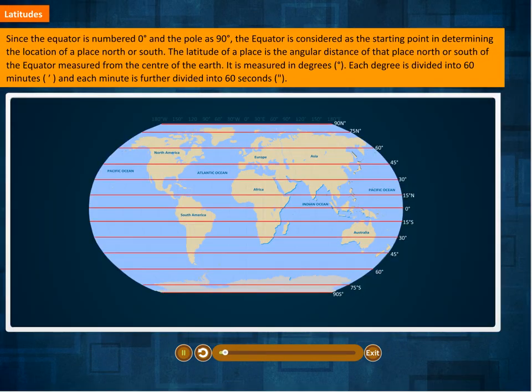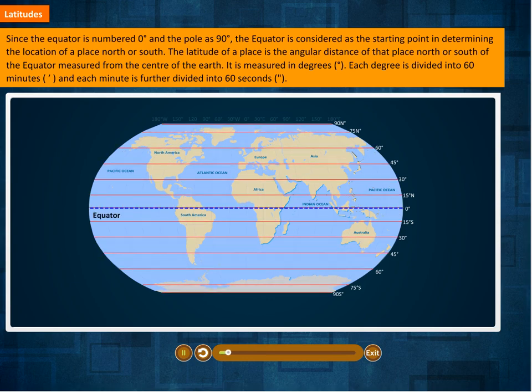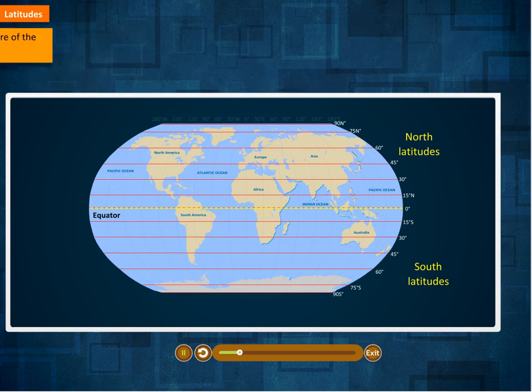Latitudes. Since the equator is numbered 0 degree and the pole as 90 degree, the equator is considered as the starting point in determining the location of a place, north or south. The latitude of a place is the angular distance of that place north or south of the equator measured from the center of the earth. It is measured in degrees. Each degree is divided into 60 minutes and each minute is further divided into 60 seconds.